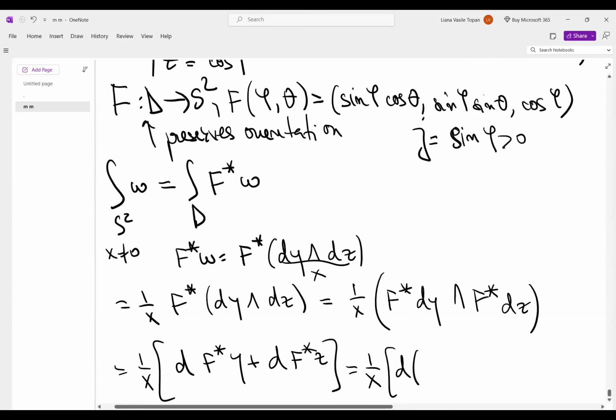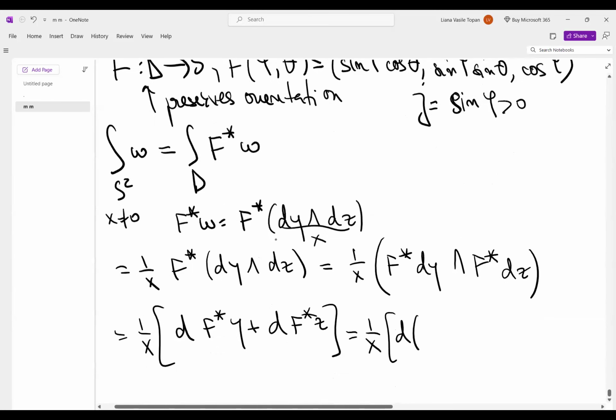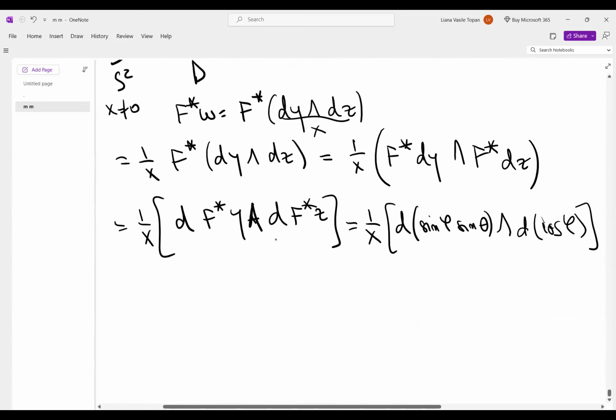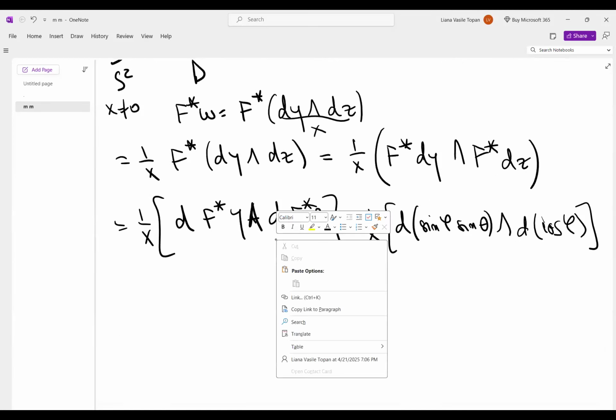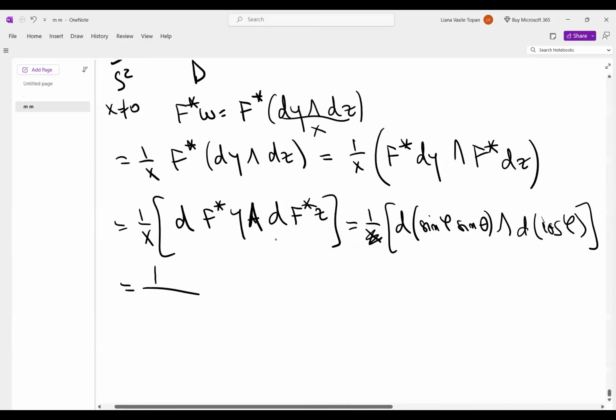Which is 1 over x, d, now f star y is y, the y of f, which is sine of phi, sine of theta, wedge, it's a wedge here, right? d of z is cosine of phi, right, for the sphere, something like that. And now let's go and evaluate. So x is 1 over, I didn't replace x, so this is 1 over sine of phi, cosine of theta, right? So I need to write here sine of phi, cosine of theta.